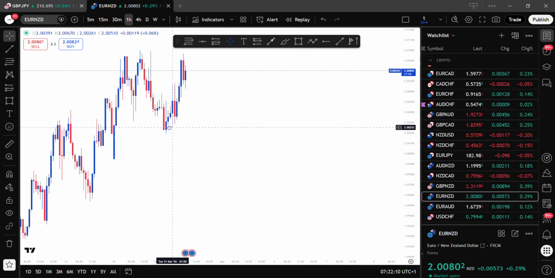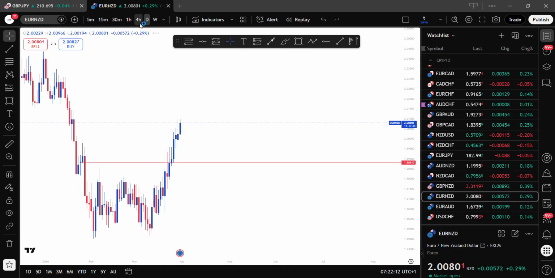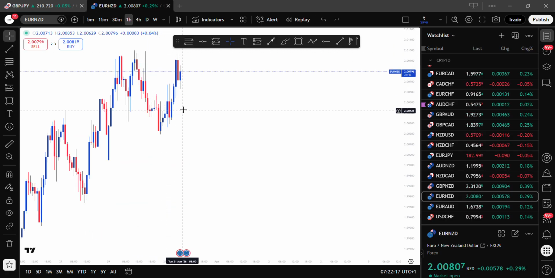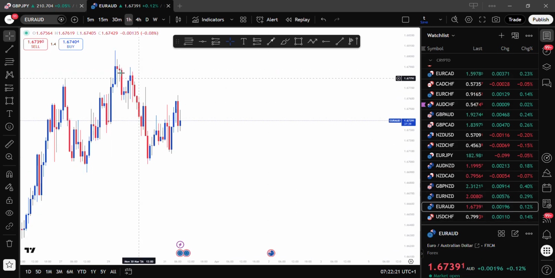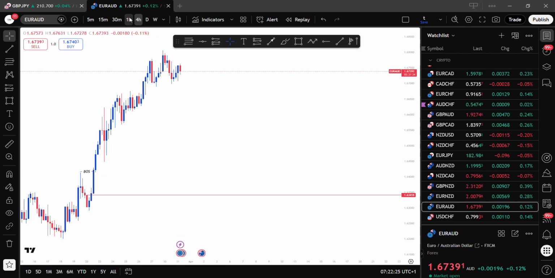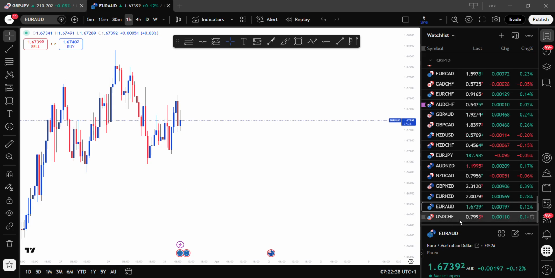If you check the Euro NZD, on Euro NZD daily time frame, the market has been buying the whole time. 4 hours, more buys happening. 1 hour as well, more buys happening, but there's no entry. On Euro AUD, you can see on the daily time frame, market has been buying the whole time. 4 hours, more buys happening, but no entry. 1 hour, more buys happening, but no entry.